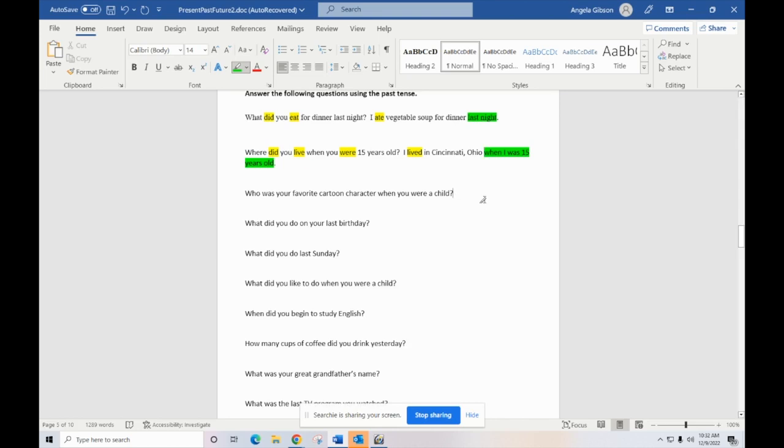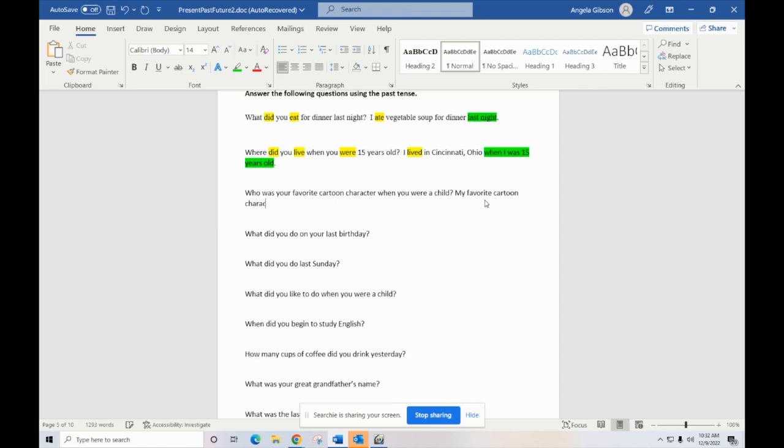Who was your favorite cartoon character when you were a child? Oh, that's easy. My favorite cartoon character was Fred Flintstone when I was a child.